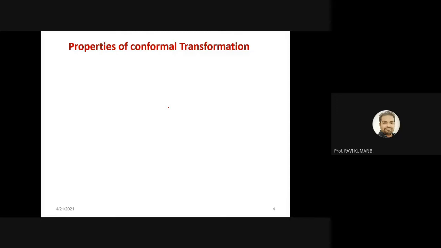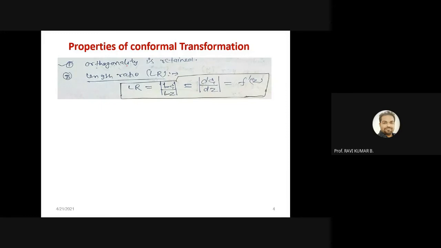First and important property, orthogonality is retained. So if phi and psi are at 90 degrees, they will still be at 90 degrees. So the first important point is orthogonality is retained. Second, the length ratio. Length ratio is nothing but the length in zeta plane divided by length in z plane. So length ratio is defined as length at zeta plane divided by length at z plane. So this can also be written as d zeta divided by d z.